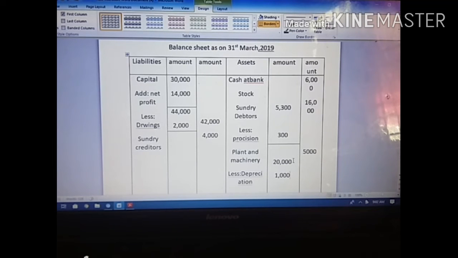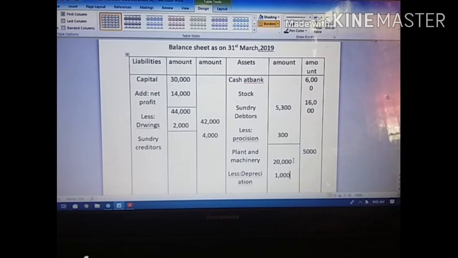So if you find out the percentage value, that value you have to show on the P&L account. After that you have to minus it from the concerned asset and concerned liability. In this sum we have two adjustments. In trading we don't have any adjustment, but in P&L we have. One is debtors, so a provision is given. We have to show this provision on P&L account, and afterwards minus the same provision from the debtor.